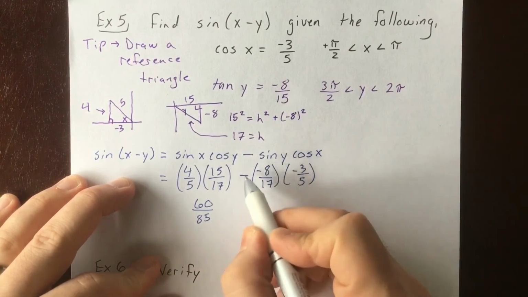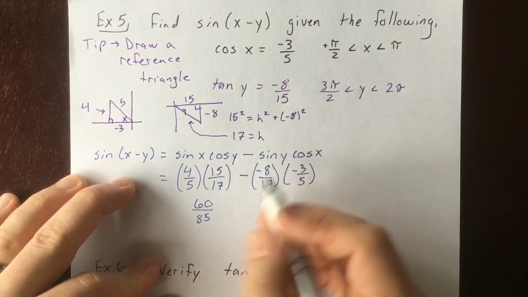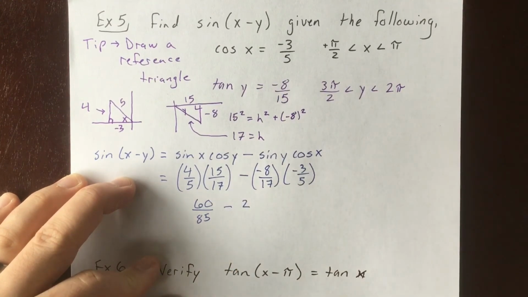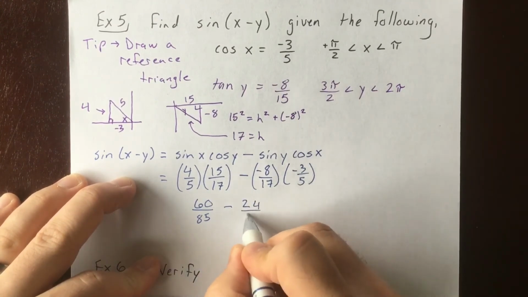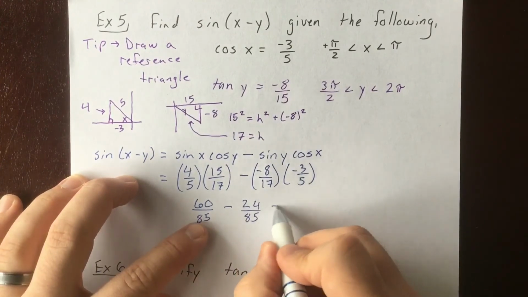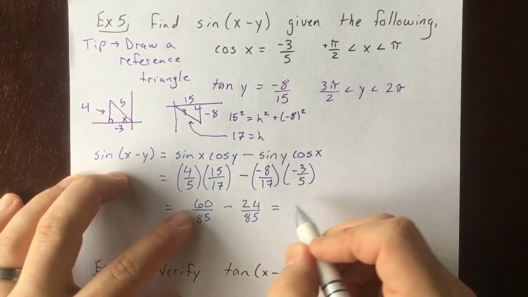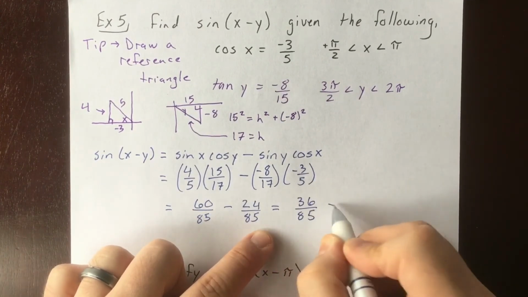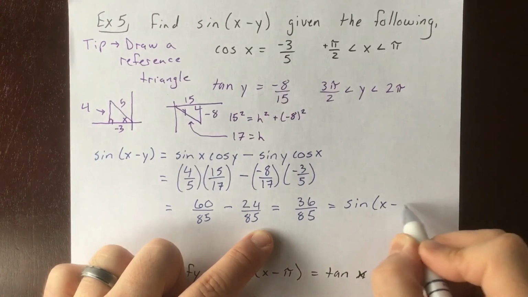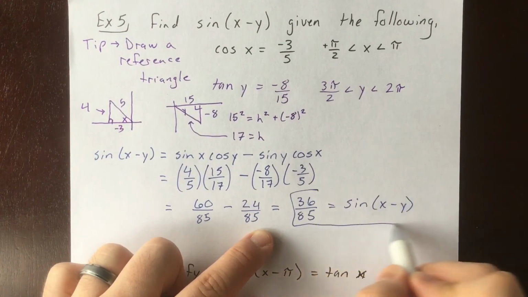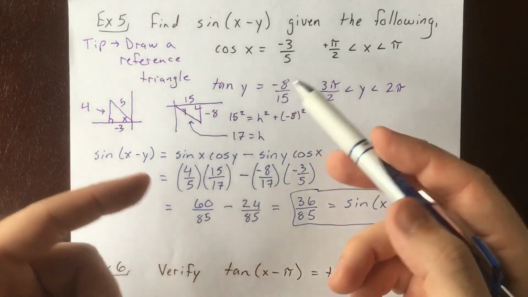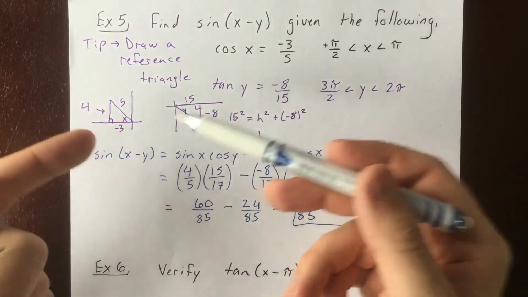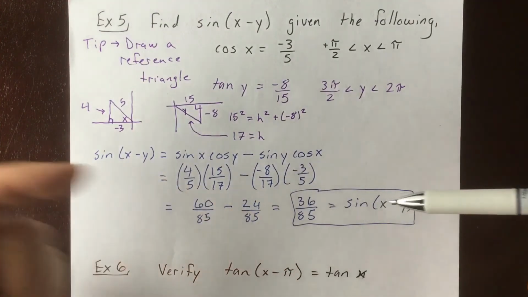And minus, yet this would be a positive number, so still subtraction, 24/85. They're already common denominators, so we can subtract them and say that this is equal to 36/85, and that is sine of x minus y. It's not bad. We didn't know the exact radian measures, but we used a reference triangle to get our answer.